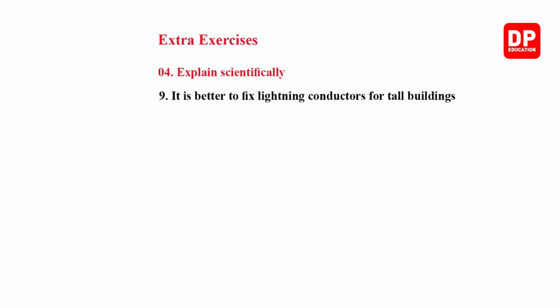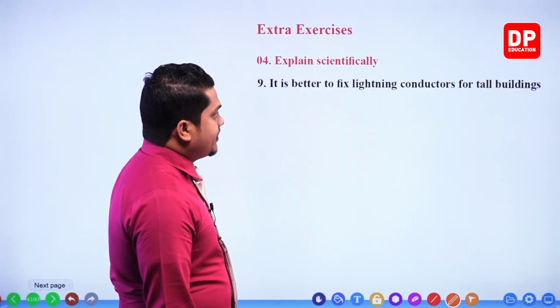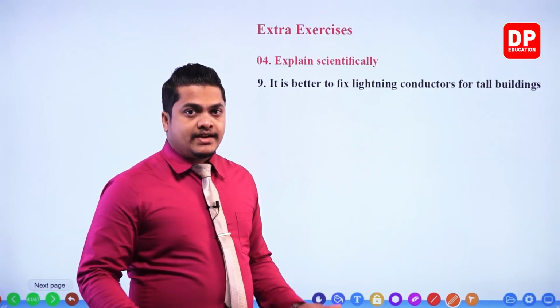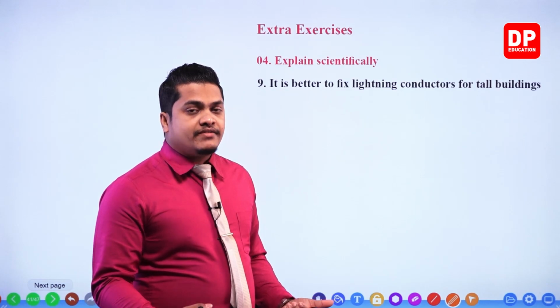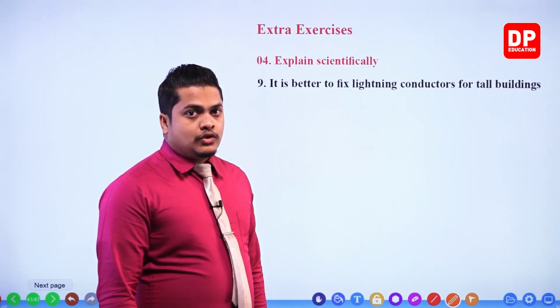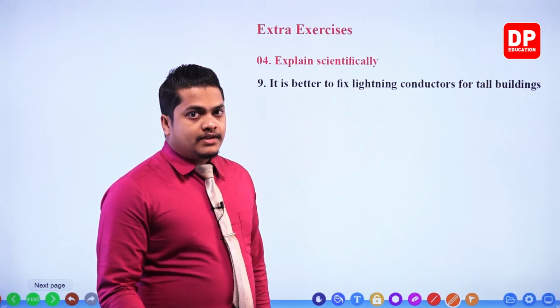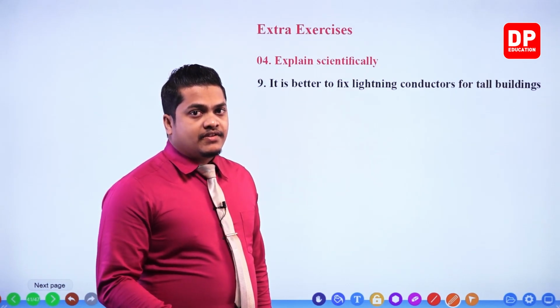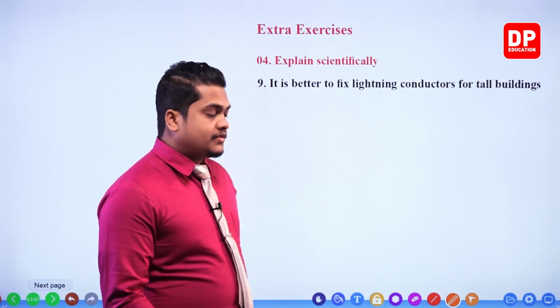Question number 9. It is better to fix lightning conductors for tall buildings. So tall buildings can attract lightning quite fast because they are tall from the ground level. So by applying lightning conductors, we can safeguard the buildings, right?